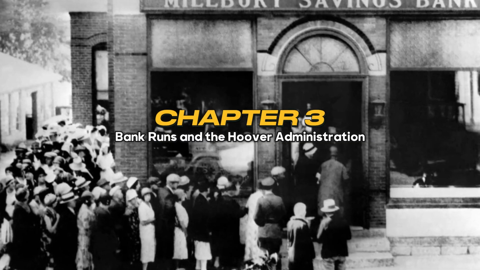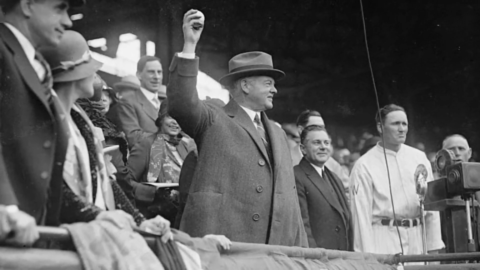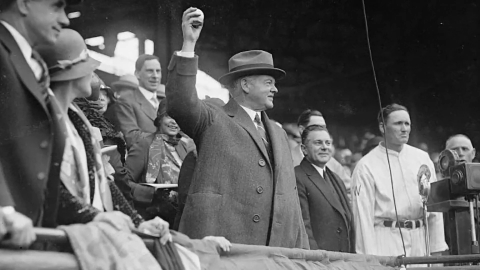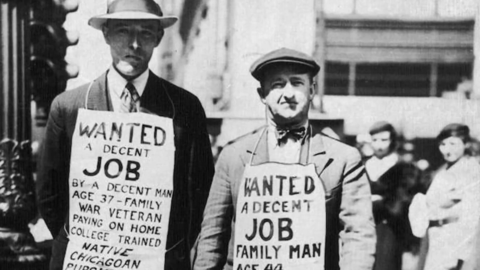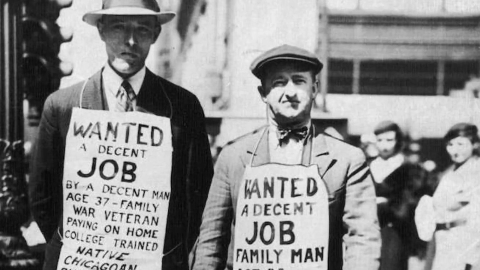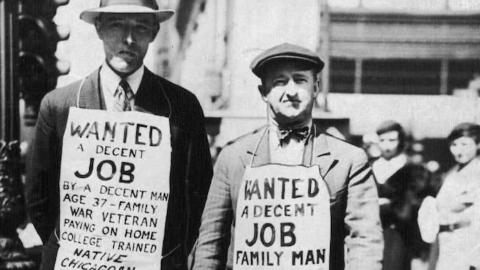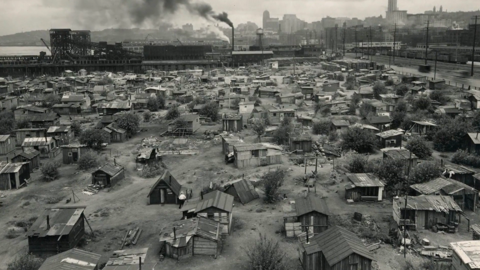Bank runs and the Hoover administration. Despite assurances from President Herbert Hoover and other leaders that the crisis would run its course, matters continued to get worse over the next 3 years. By 1930, 4 million Americans looking for work could not find it. That number had risen to 6 million in 1931. Meanwhile, the country's industrial production had dropped by half.